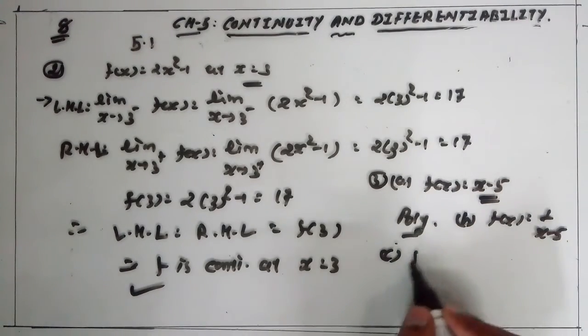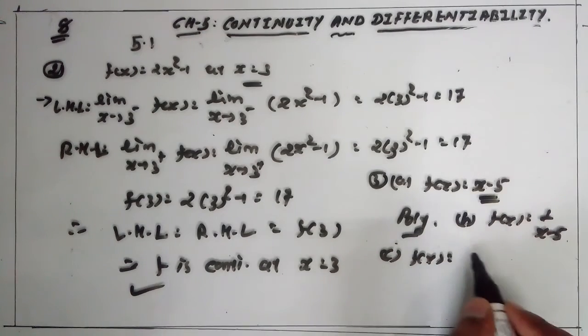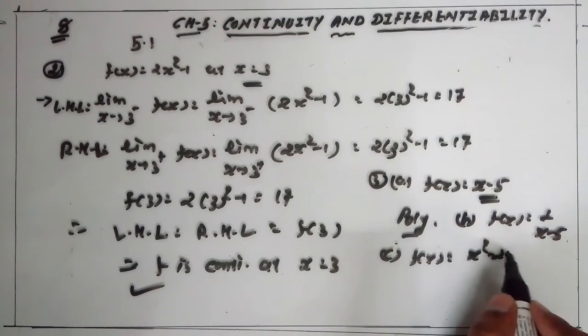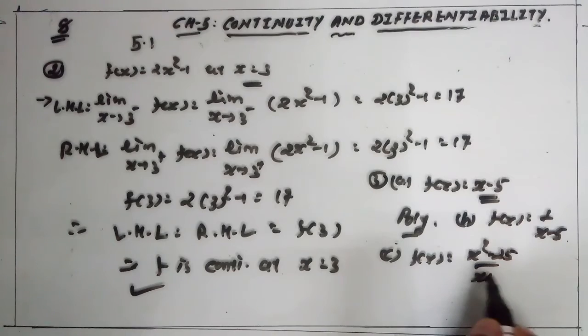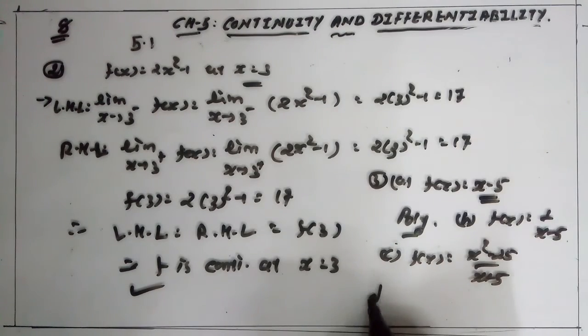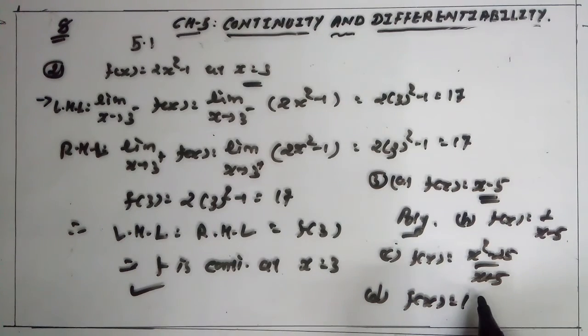Same for C: f(x) is equal to x square minus 25 upon x plus 5. Both are polynomial functions, both are continuous, so the quotient is also continuous. Similarly, last, f(x) is equal to mod of x minus 5. The magnitude function is always continuous. Clear?